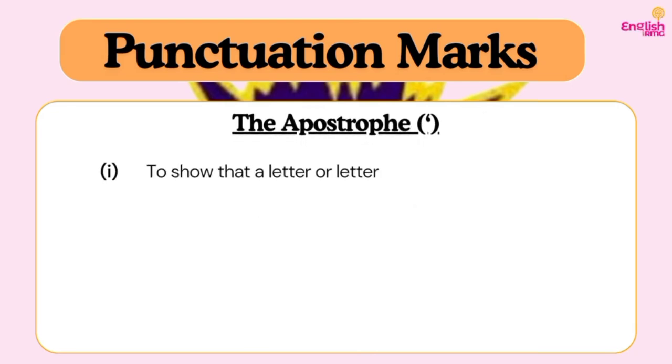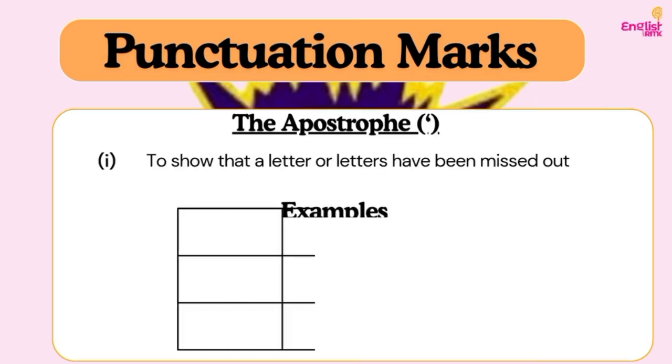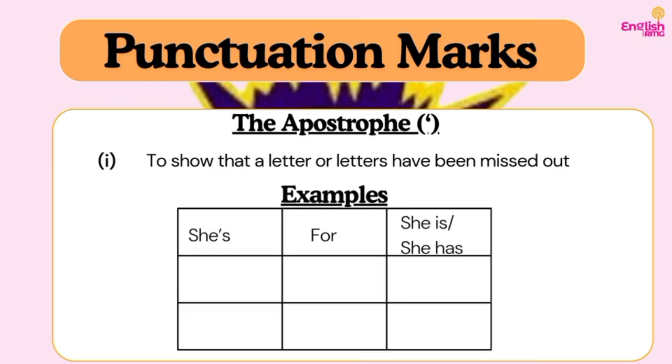So, function one, we use it to show that a letter or letters have been missed out or omitted. Sometimes when we write, we miss out some letters in the spelling of a word or group of words. So we use the apostrophe to indicate this. For example, we have she's for she is or she has. So this apostrophe is telling our reader that I have omitted the space and I, if it is she is, or I have omitted the H and A if it were to be she has. Do you understand?